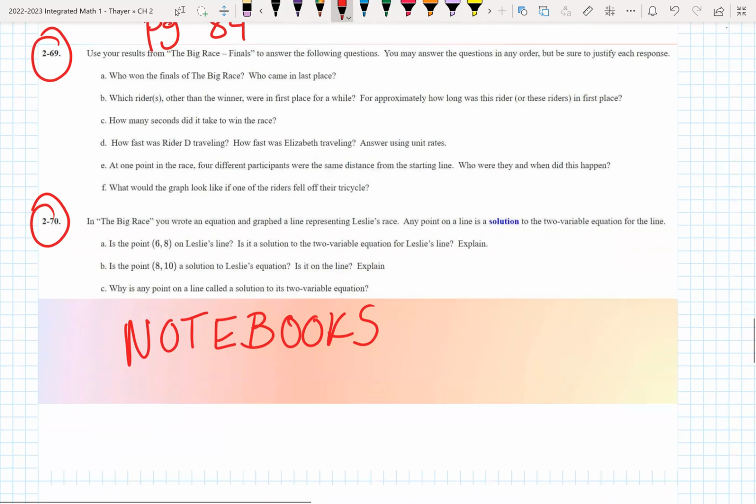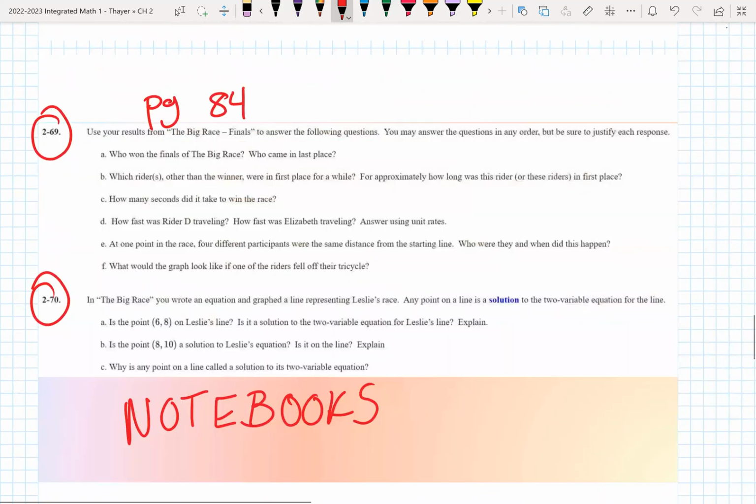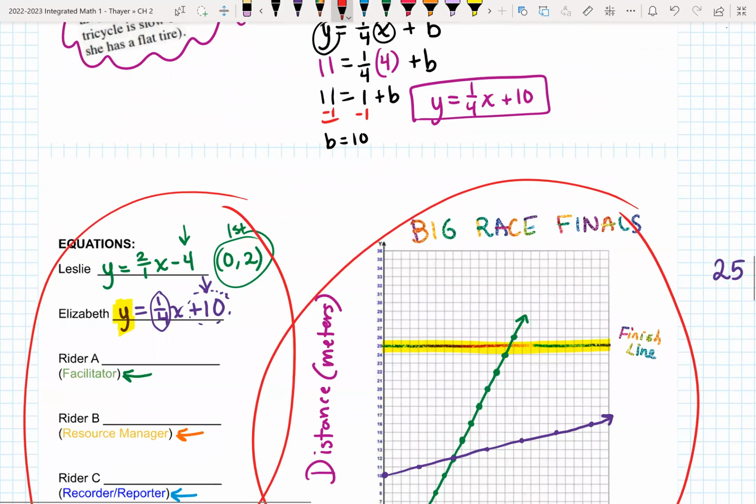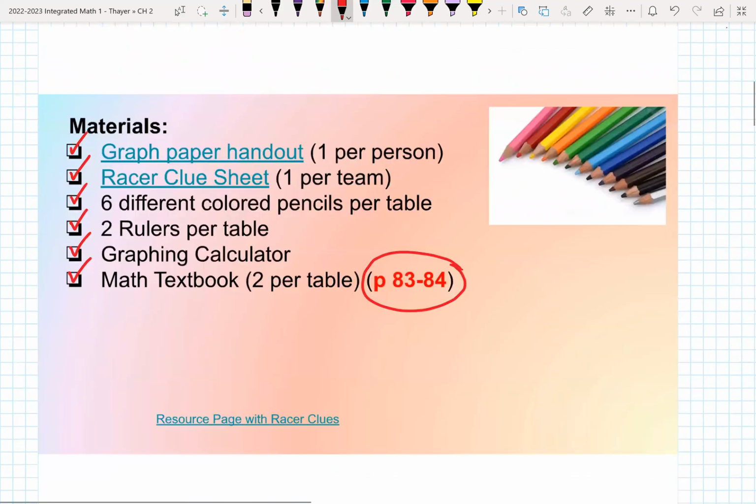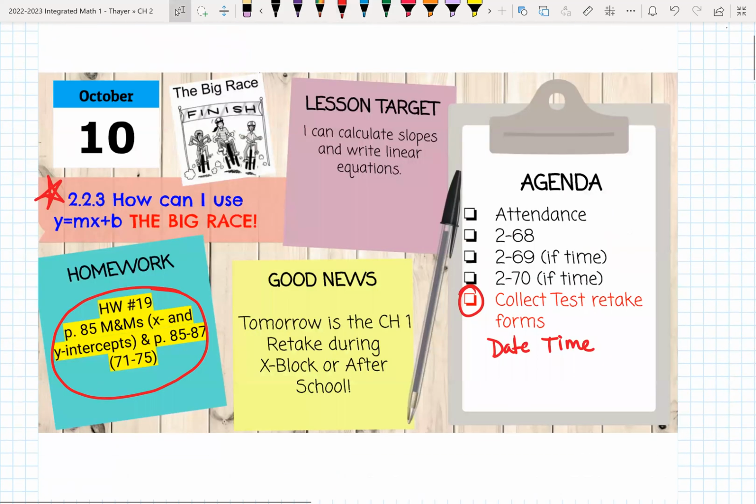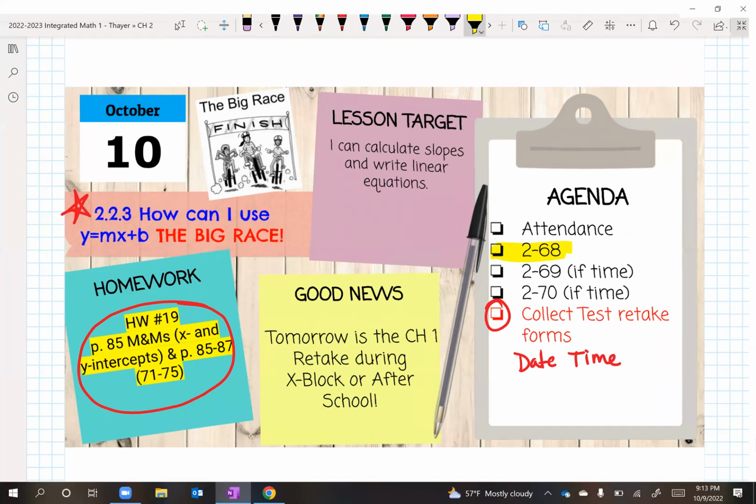All right, that's going to do it today for your clues to get you started on the big race. As a recap, it's October 10th. You're doing the big race today. Exercise 268 in your book on page 83. You do have a homework assignment tonight, M&Ms, and some exercises. And you got that retake test this week if you're taking advantage of it. Turn that into me. Good luck, everyone. And I'll see you Tuesday.